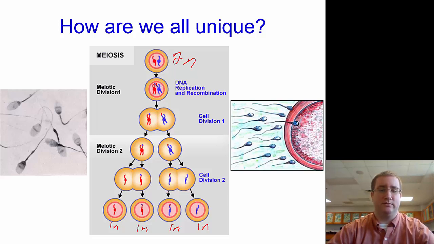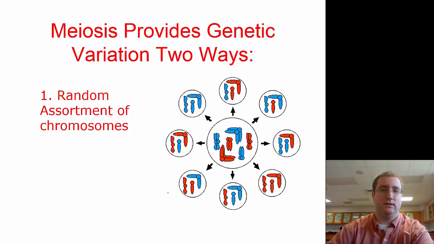So this video will go through the two different ways meiosis uses to create that genetic diversity, and also wrap up going through some of the similarities and differences between mitosis and meiosis. Meiosis produces genetic variation in two different ways. The first way deals with random assortment of chromosomes, which is best exemplified through an example in some diagrams.